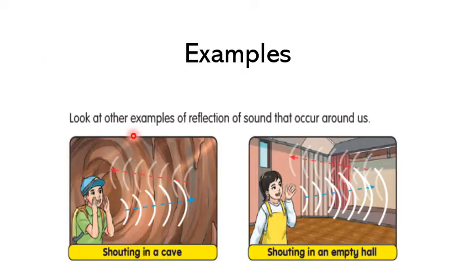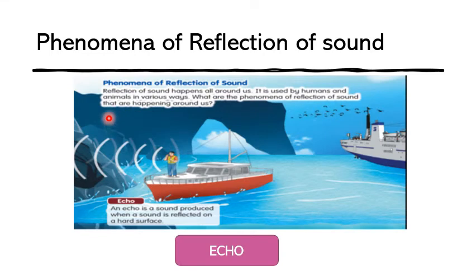These are examples of reflection of sound that occur around us. Number one, shouting in a cave. And number two, shouting in an empty hall. Phenomena of reflection of sound. Reflection of sound happens all around us. It is used by humans and animals in various ways. What are the phenomena of reflection of sound that are happening around us?